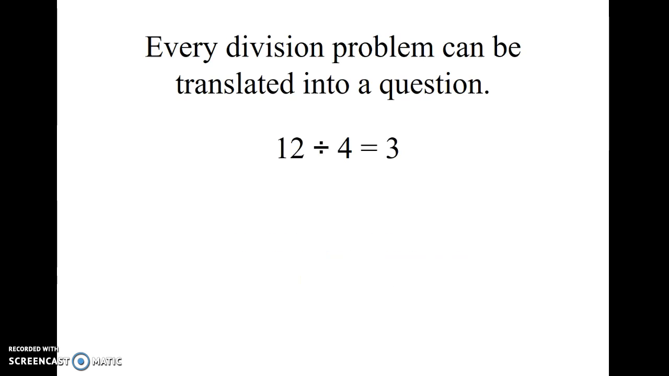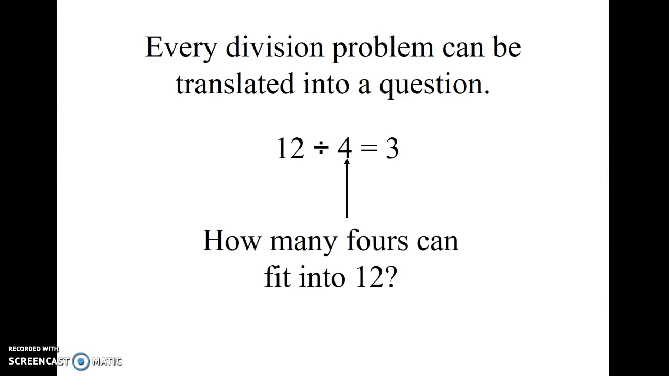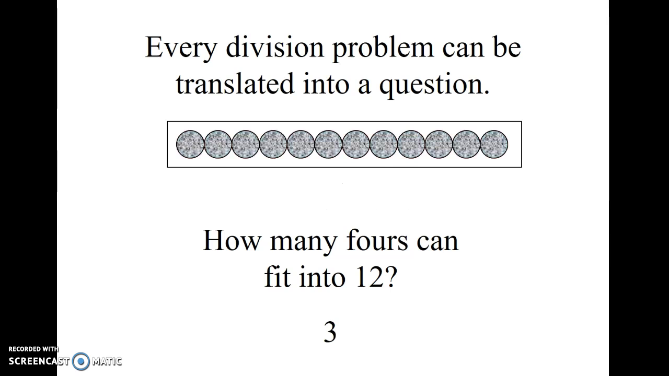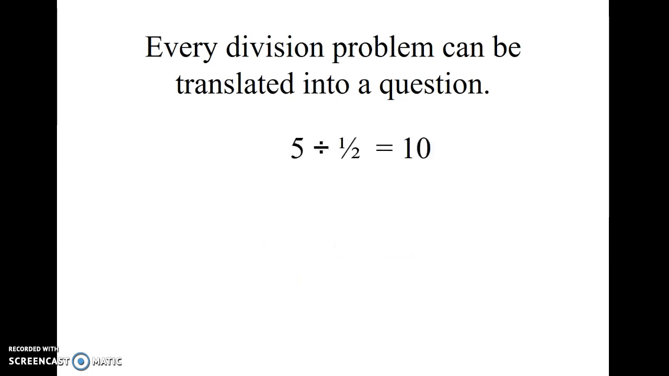Let's look at another one. 12 divided by 4 equals 3. So when I'm looking at this problem, I might ask myself, how many 4s can fit into 12? And the answer is 3. So let's look. I have 12 blue circles, and I want to fill it with the gray stony ones in groups of 4. So here's 1, 2, 3 groups of 4, or 3 4s fit into the 12.